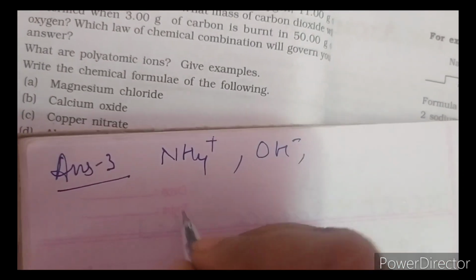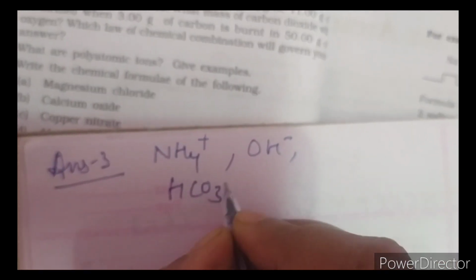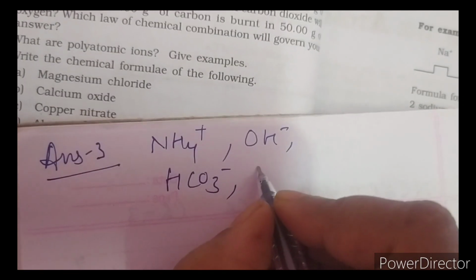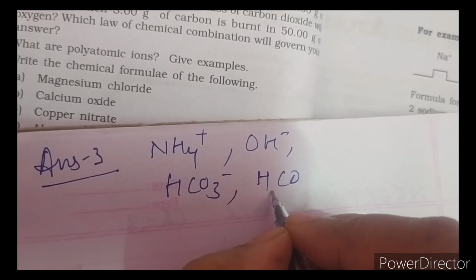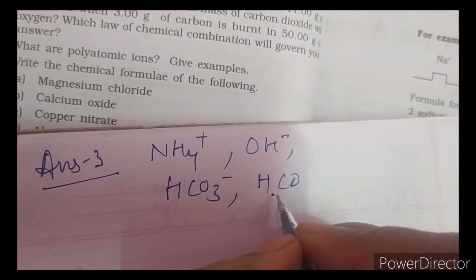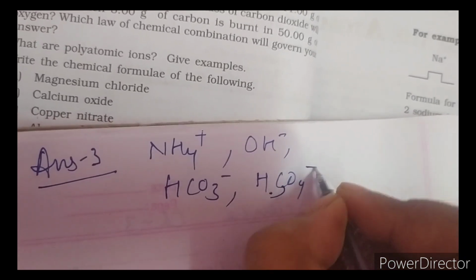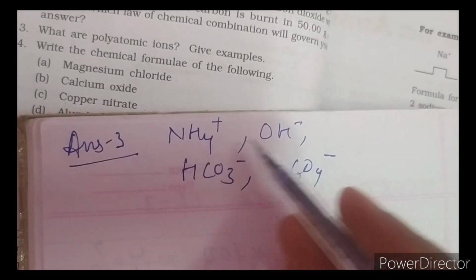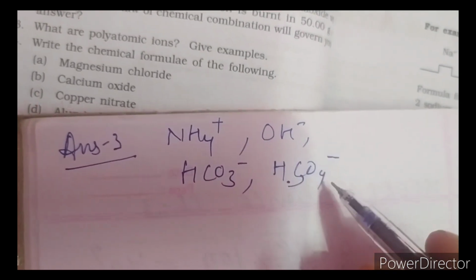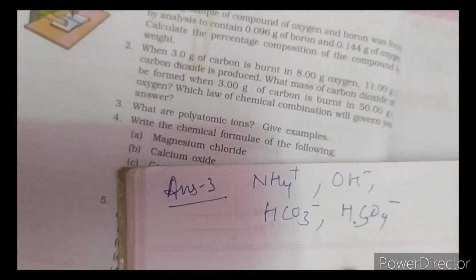OH negative, this is a polyatomic ion. HCO3 negative is a polyatomic ion. H2, HCO3, HSO4 negative is a polyatomic ion. So all these ions contain more than one element and have either positive or negative charges on it. So these are polyatomic ions.